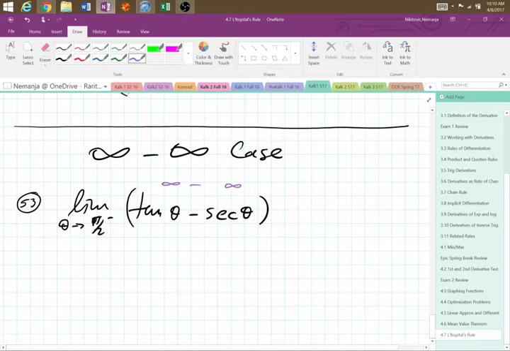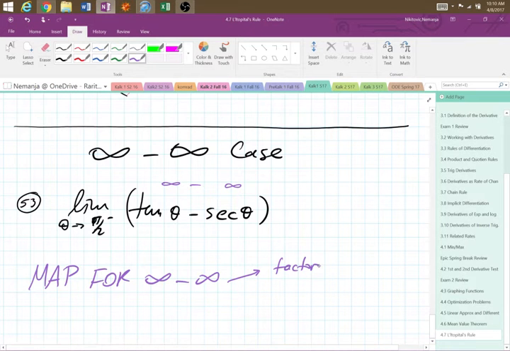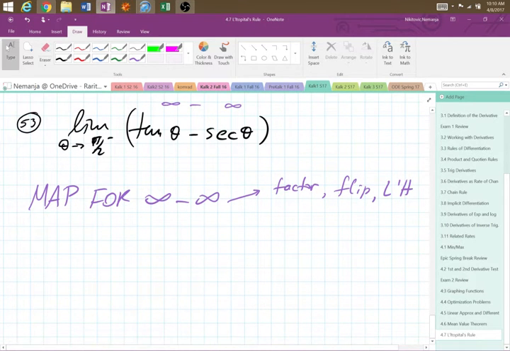So I'm going to give you a map for infinity minus infinity. And the map says factor, which gives you multiplication, then flip, then L'Hopital. Now this makes no sense right now until you see what I mean by this.